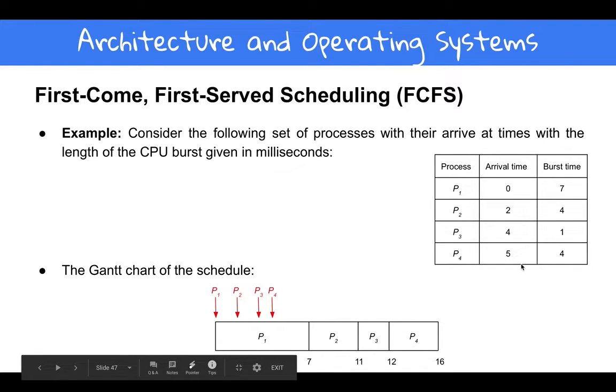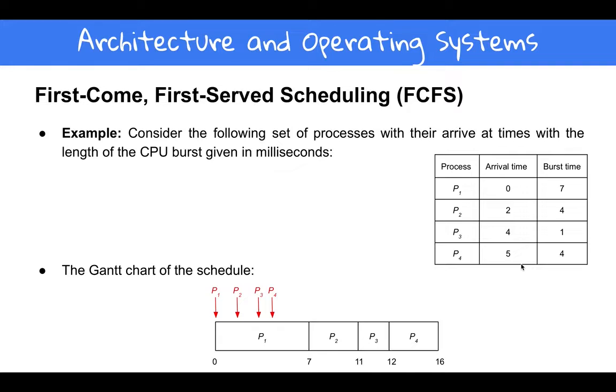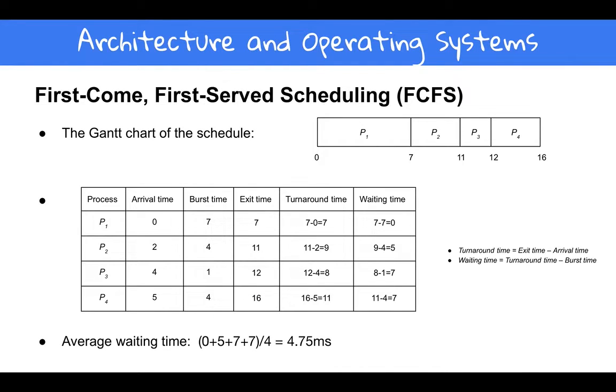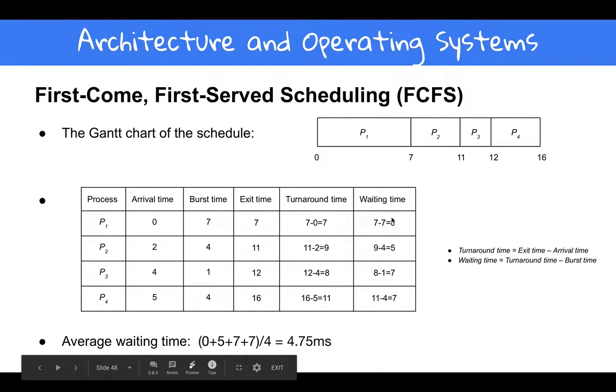As you see, this is our Gantt chart when the arrival times are different, but it's still the same concept. First come, first served. Let's calculate the average waiting time and turnaround time, or here, only average waiting time. This is our Gantt chart that we drew in the previous slide. So we've got the arrival time, we've got the burst time, 7, 4, 1, and 4. Exit time, you can read it from this Gantt chart, 7, 11, 12, and 16.